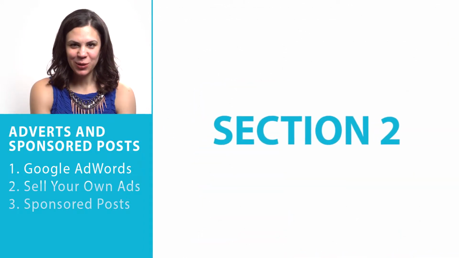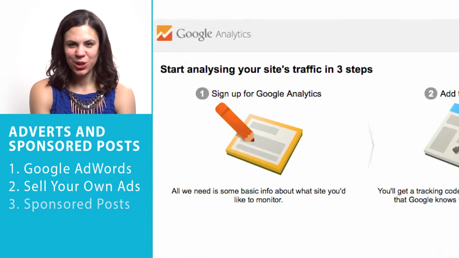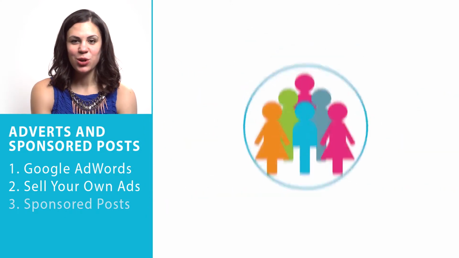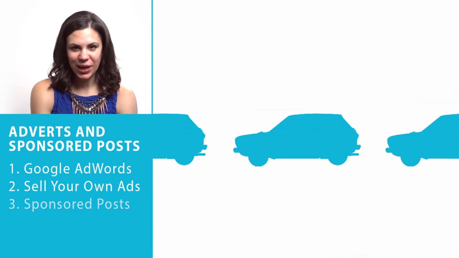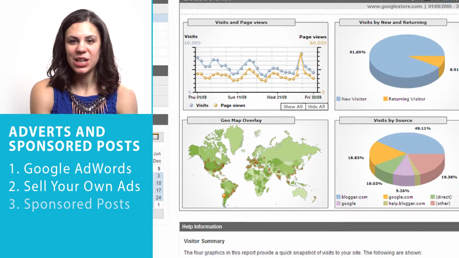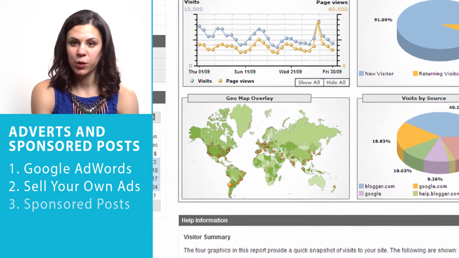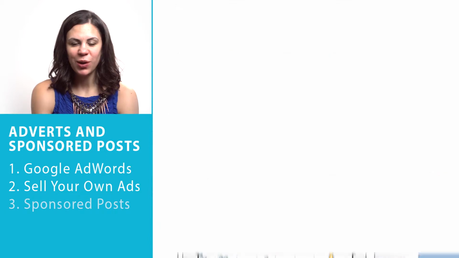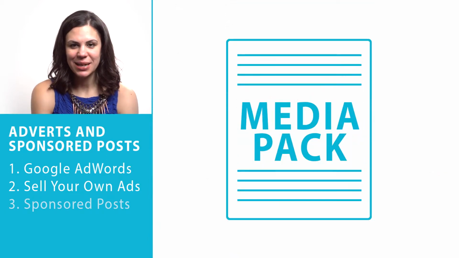Section 2 is all about selling adverts yourself. You'll need to know a bit of data, so who your readers are, how much traffic you're getting to your site, and what your readers' interests and ages and geographical location is. And once you've got this data, you need to present it in a media pack.